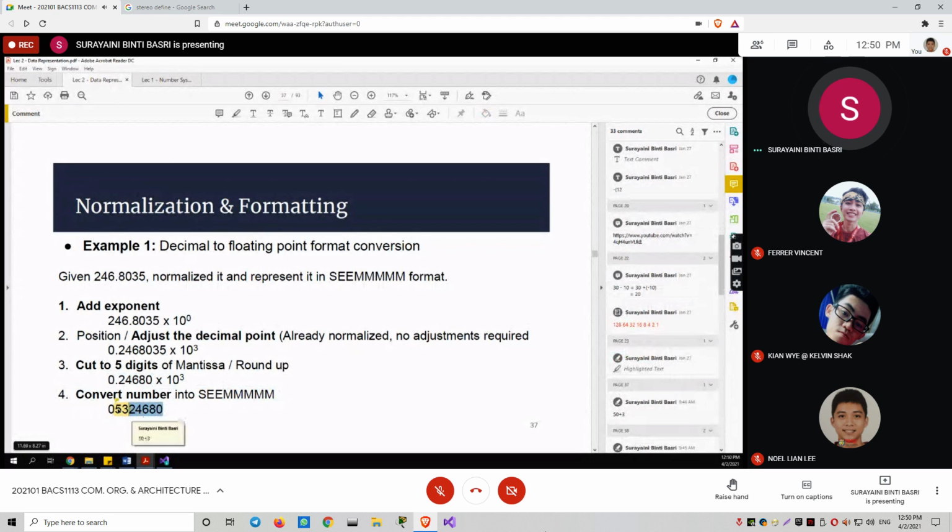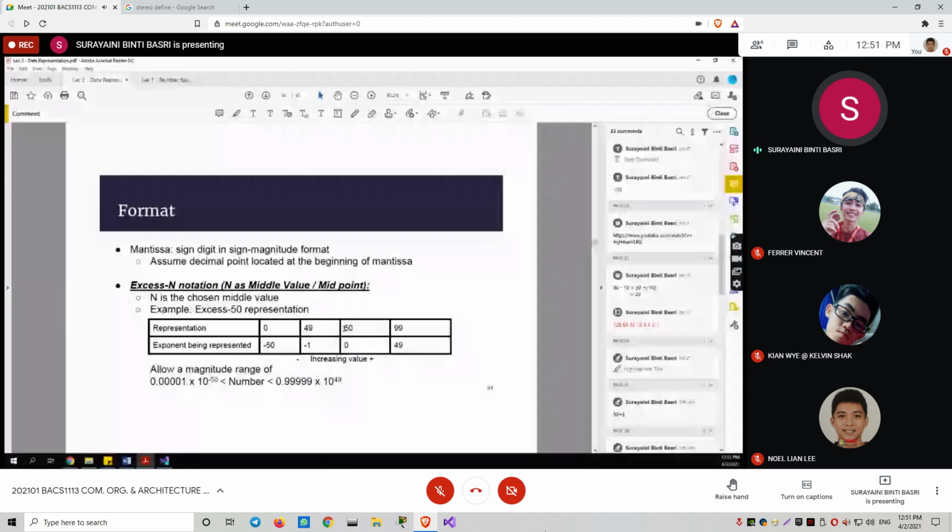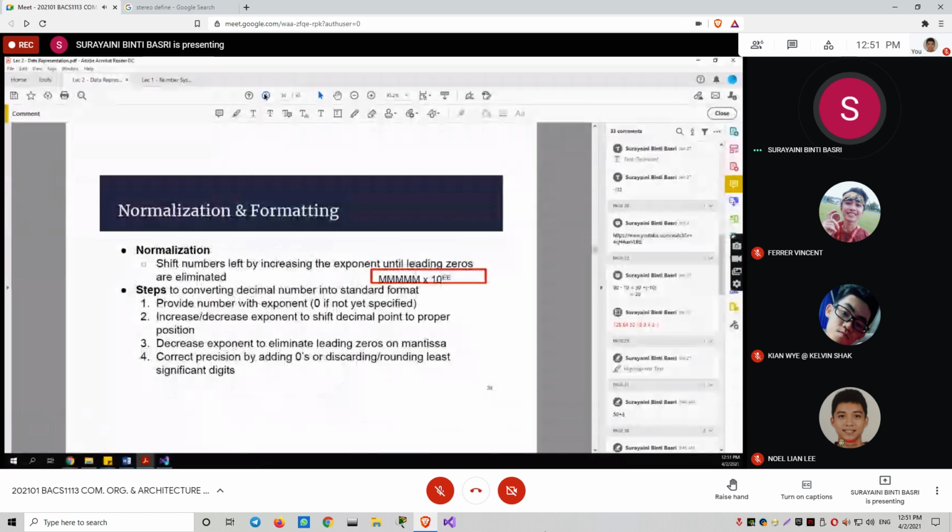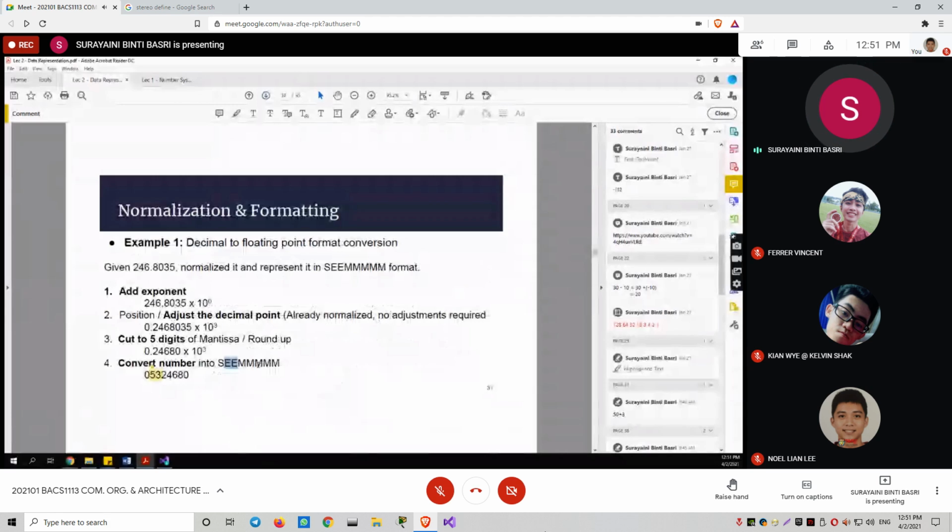But how to get this 53? Because it says that this is the place of the number of the exponent. If we look here, this is only 3. So by right, we can think that we can just put 3 here, or maybe 03, because the exponent here is 3. But how we get this 53 for the exponent is, if you remember just now, we are using the excess 50 format. So that is how this excess 50 contributes to this equation.